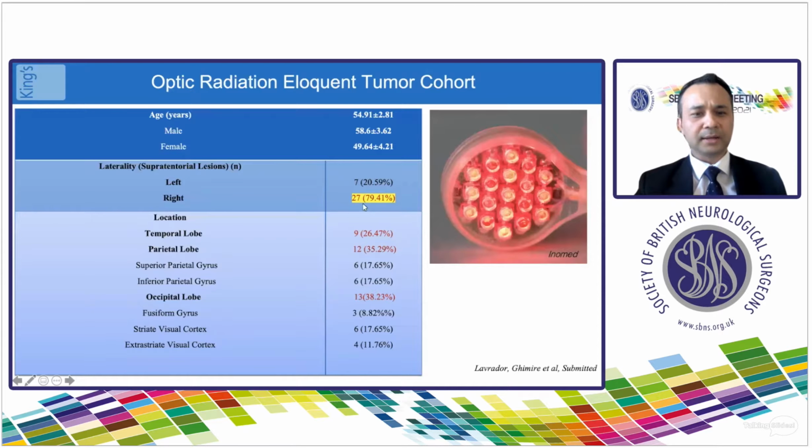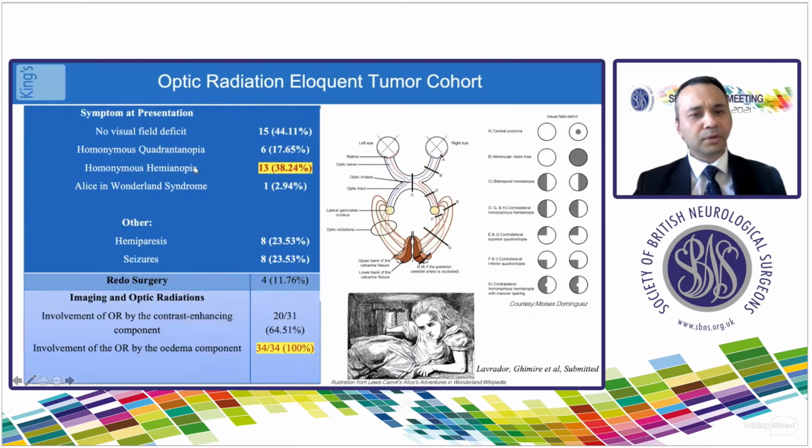In our cohort, we had the majority of the patients on the right side, around 79%, with supratentorial lesions, distributed fairly equally among the temporal lobe, parietal lobe, and the occipital lobe. And these are examples of the visual flash electrodes. We had preoperative deficits of vision, homonymous hemianopia, in 38% of patients. One patient had Alice in Wonderland syndrome, and there was associated hemiparesis and seizures in 23% of patients.